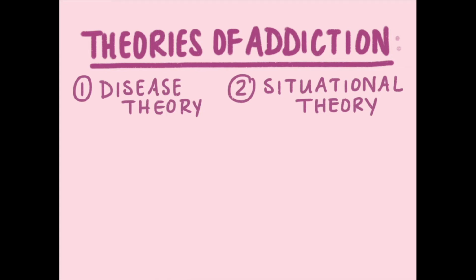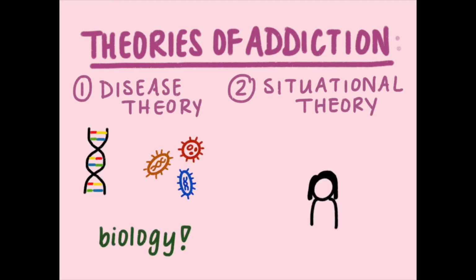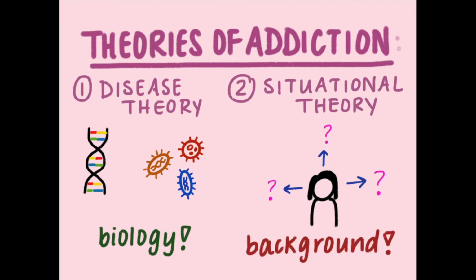In disease theory, addiction is treated as just that, a biological disease. Situational theory, on the other hand, takes into account the addict's background and situation in diagnosing them. Both of these theories are great, but the truth is we can't just focus on one. It makes much more sense to take both into account.